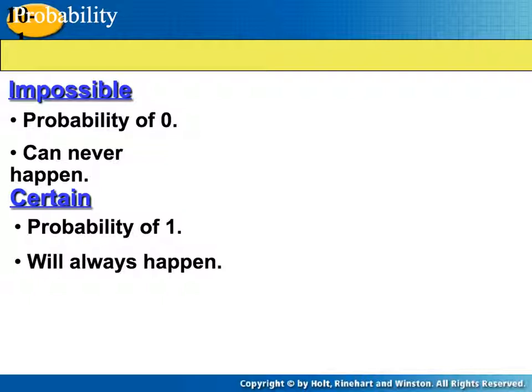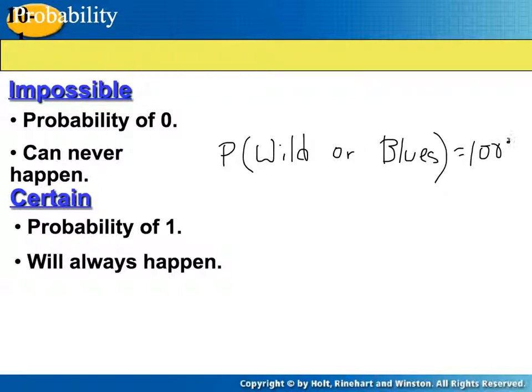All right, there are things that deal with impossibilities and there are things that deal with certainties. If I look at this, I'm going to find the probability. The Wild and the Blues are going to be playing a game tonight. Go Wild. What is the probability that the Wild or the Blues will win this game? The probability of one of them winning is 100%.